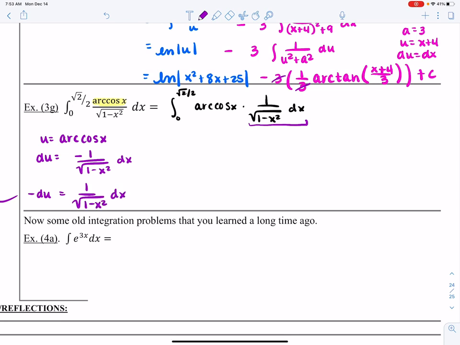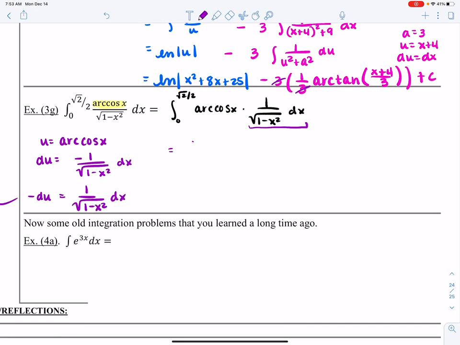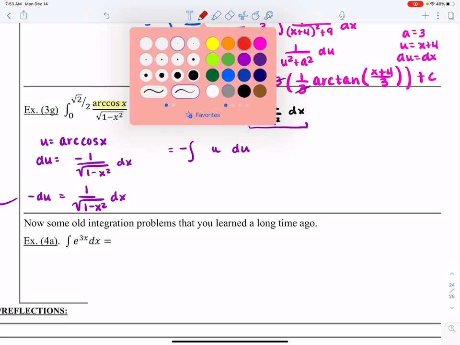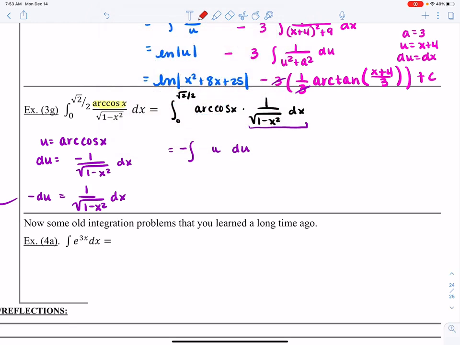So that when I rewrite this, I have negative u du. This thing just turned into negative u du. Holy cow, super easy. I do want to change bounds. So let's change bounds. If I plug in 0, the arc cosine of 0 is going to be pi halves. If I plug in root 2 over 2, the arc cosine of root 2 over 2 is going to be pi over 4.